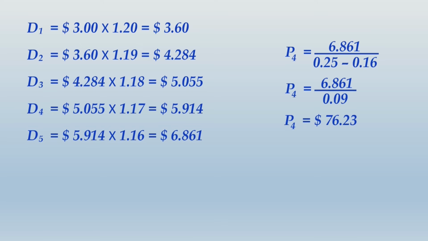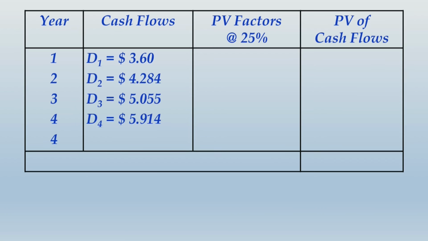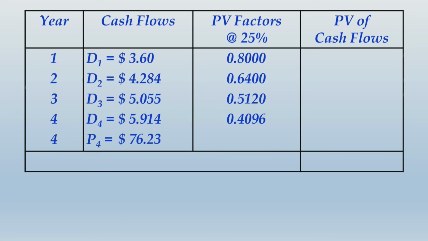Alright friends, once you have completed writing this much, let us move ahead and now we make the simple calculation. So we have 4 years in the picture, 1, 2, 3, 4 and 4. We write 4 years twice, one for D4 and one for P4. So let us identify the dividend and the share value cash flows for the next 4 years, that is D1, D2, D3, D4 and P4. The present value factors will be at 25%, which you can easily compute. Keep in mind, in the 4th year your discount factors will be the same because both are at the same point of time. And when you multiply these discount factors to your cash flows, you'll be getting the PV of cash flows.